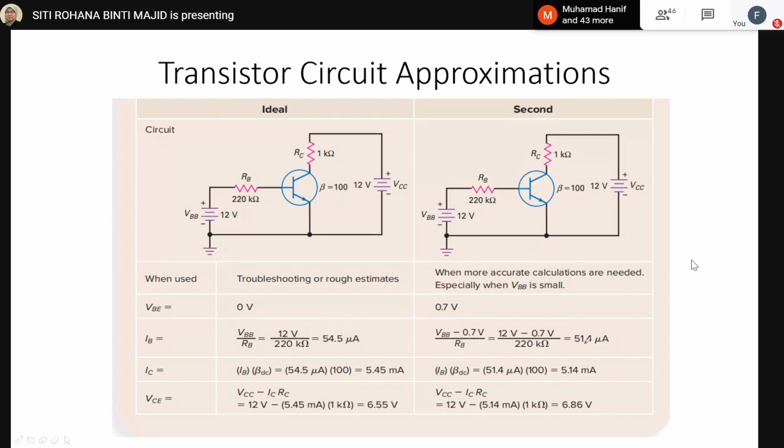And then, once our IB value is different, that means our IC would also be different, which is you can see in the change of the value.